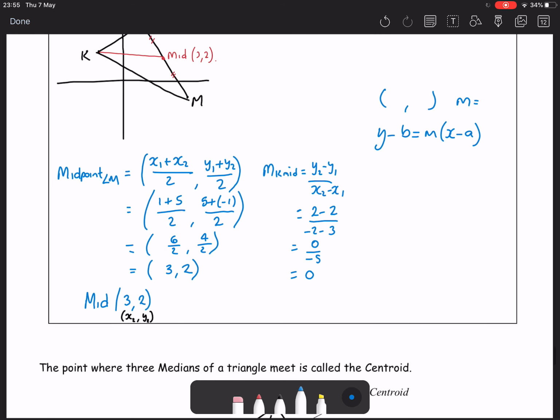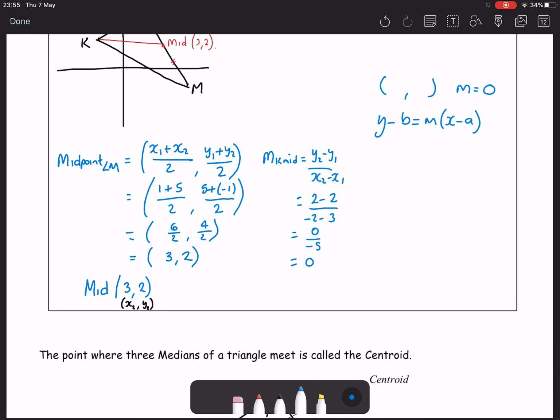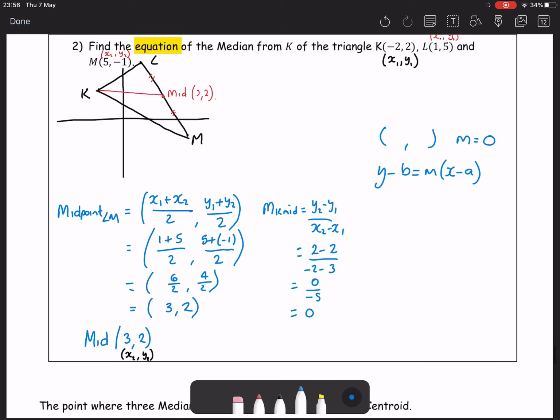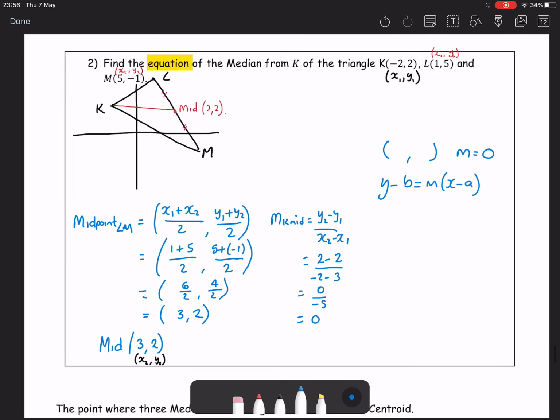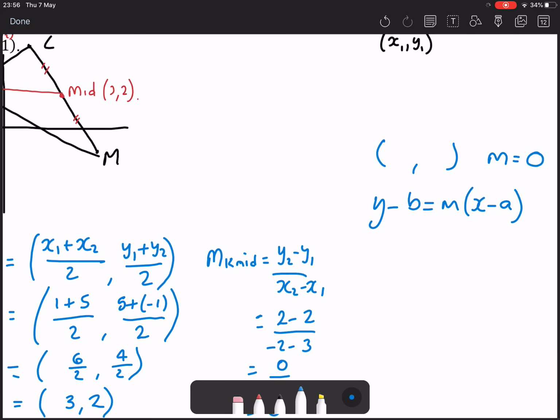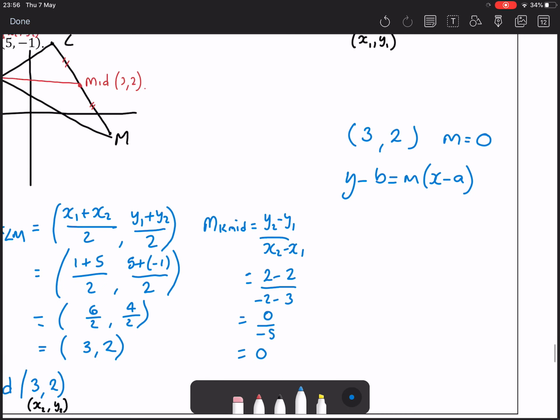But we are able to substitute that into our equation just as we would with any other value in the previous example. Again, we've got a choice of K or M: K at -2, 2, or the midpoint 3, 2. Either would work out absolutely fine because the median goes through both. I'm going to use the point 3, 2. Substituting in just as normal, y minus 2 is 0 times x minus 3, which is y minus 2, and 0 multiplied by anything gives you a value of 0, so y is equal to 2. So we have a horizontal line, y equals 2, as our median.